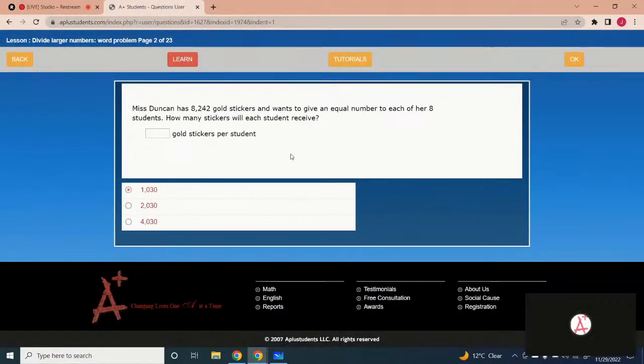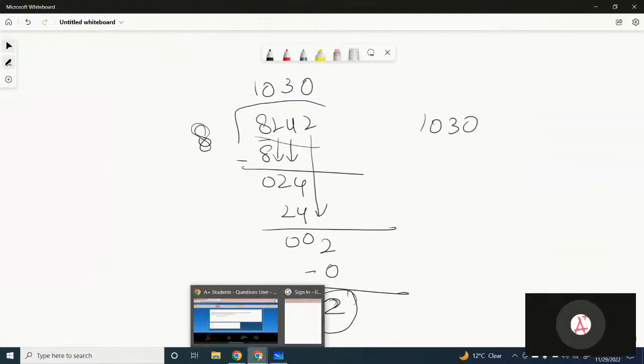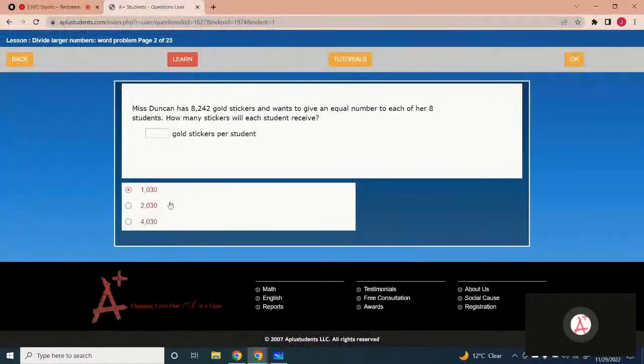Got it? She is left with 2 stickers. Got it? So that means the total stickers she can give is 1030 to each, because she has to divide in 8 equal parts. So 8 equal parts must be 1030 each. Got it? And she is left with 2 stickers. Got it?